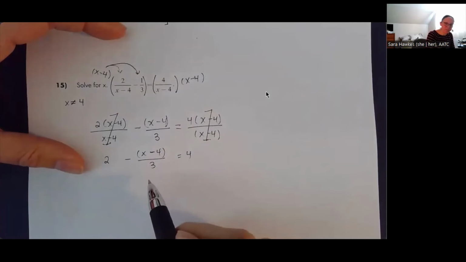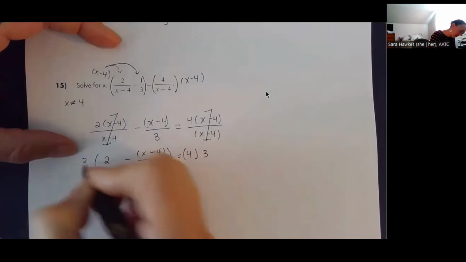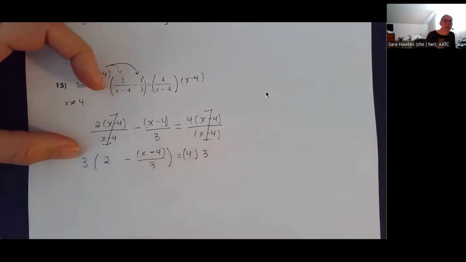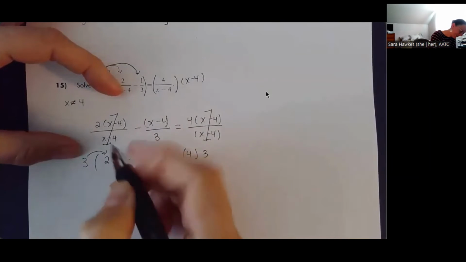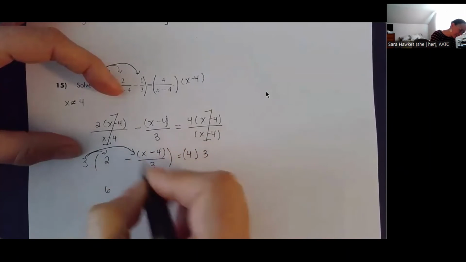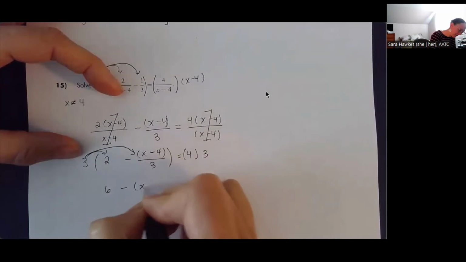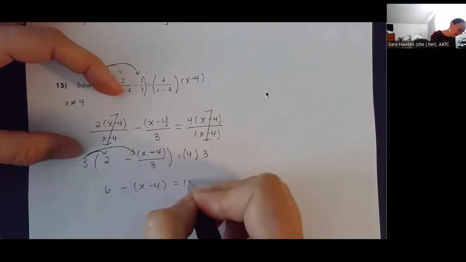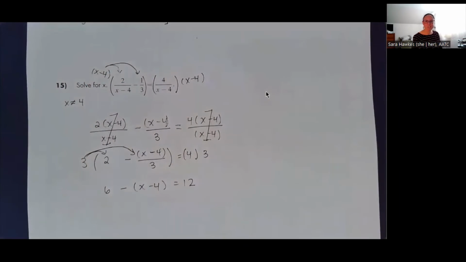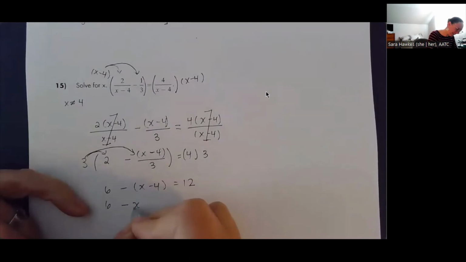I still have a fraction, so I'm going to multiply both sides by 3 and distribute that in. This time, I'm going to skip the step of writing it out, and I'm just going to notice that it should cancel. 3 times 2 is 6. And when I distribute the 3 over here, it's going to cancel with that 3 in the denominator. And I'll be left with minus x minus 4. And over here, I've got a 12. Last thing I need to do is distribute that minus sign out. Actually, I guess it's not the last thing I need to do. It is one more thing I need to do.